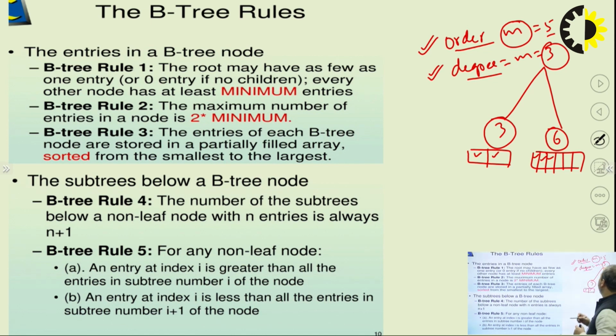And if it has 5 child nodes, then the key value will be 1 less, means 5 minus 1, 4. Now if you say B tree of degree, for example M equal to 3, degree 3 means minimum and maximum both. So minimum will have the same number of child nodes and maximum will have double of degree.